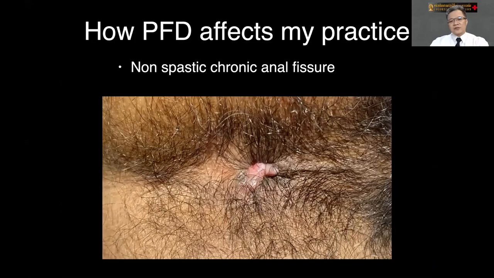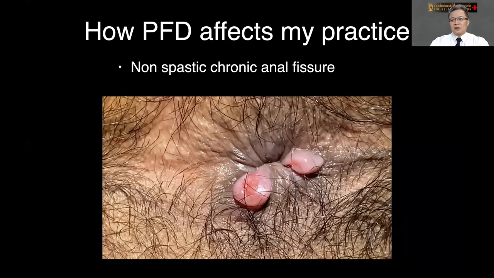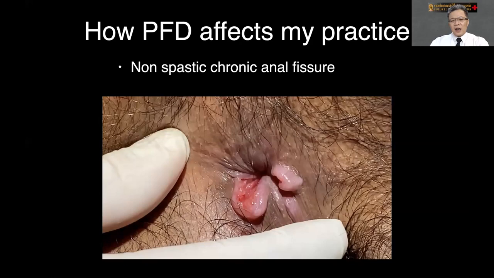In another case, you can see the ballooning with two fissures, and you can observe the weakness of the sphincter muscle. This patient told us that he has had anal sex regularly.